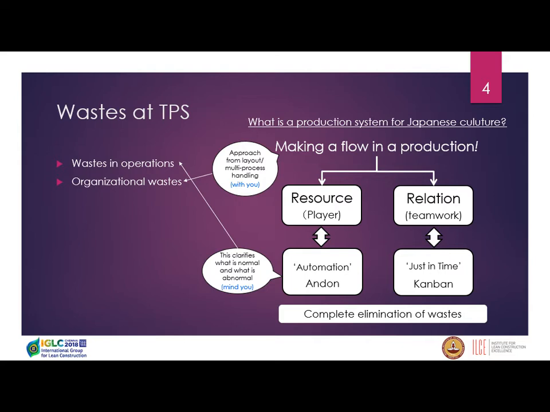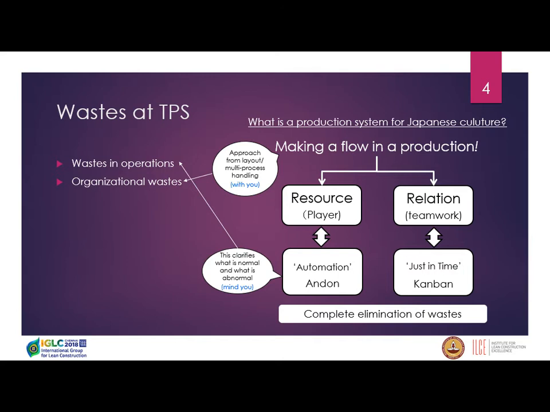At that time, Ford's automobile production system consisted of a long conveyor line. So this system was likely to often stop the flow in production. In order to resolve this problem, Mr. Ohno first tackled it by bringing machines or equipment close together, by the approach of layout improvements, and then each operator had the role of multi-process handling.